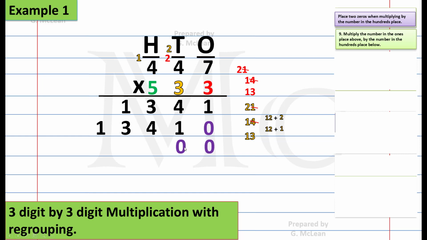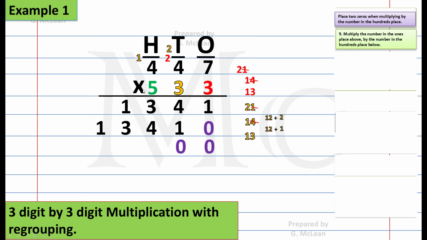See that? 0, 0. Do you see the pattern? If it's a tens number, 30, you add 1 zero. If it's a 500, you add 2 zeros. And if you have a number like, let's say, 3,000, you add, yep, 3 zeros. So for our 500, we add 2 zeros.